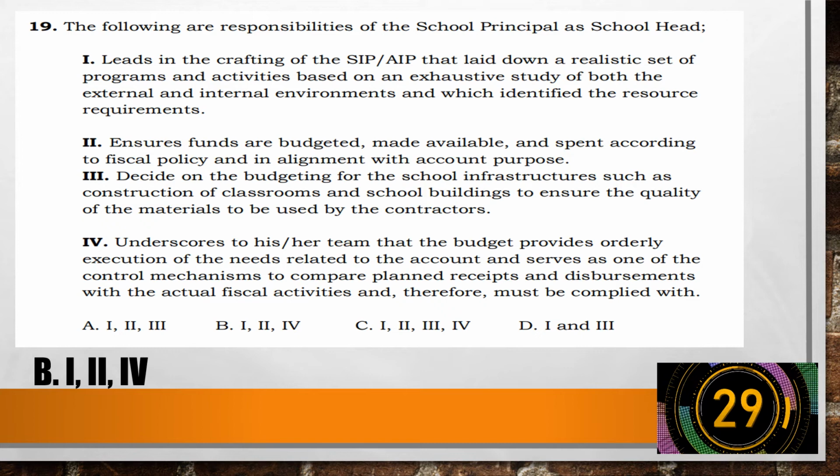Again, we are not allowed to construct any infrastructure coming from the maintenance and other operating expenses because that is not allowed in the procurement processes. So that is the rule of the Department of Education. And if you really want to build an infrastructure such as a canteen, you have to outsource funds. You cannot get funding coming from the maintenance and other operating expenses.